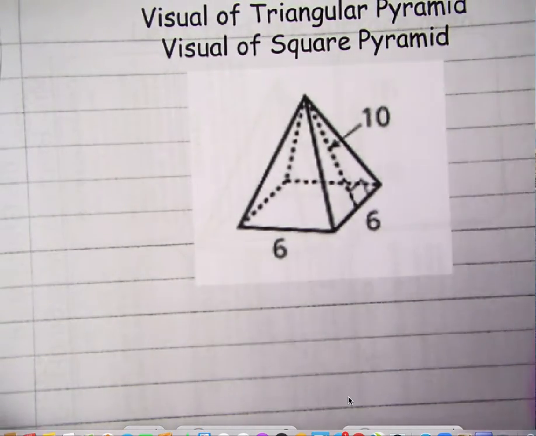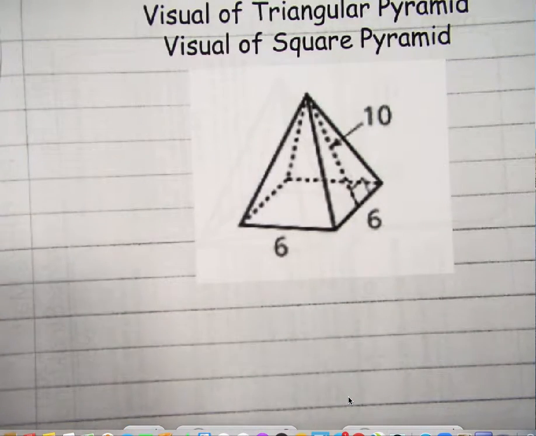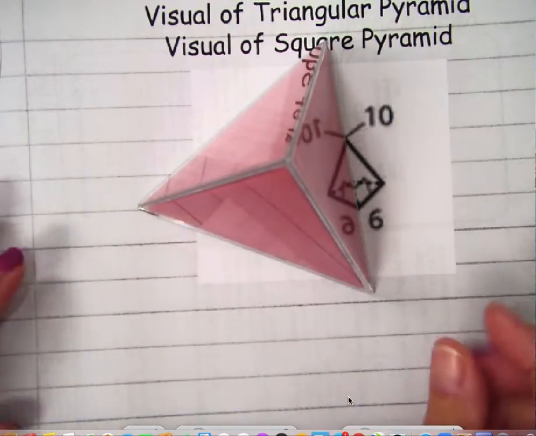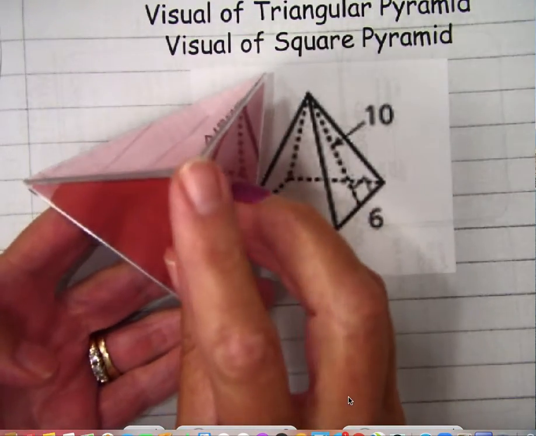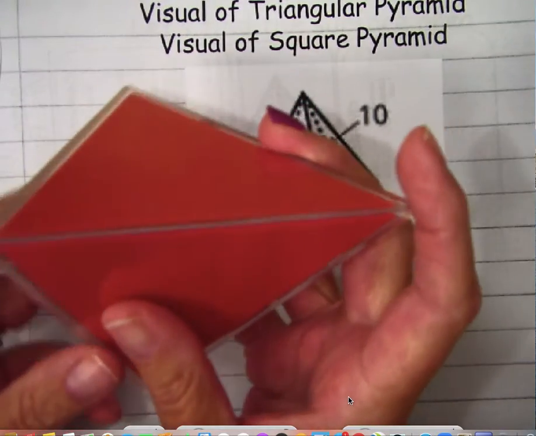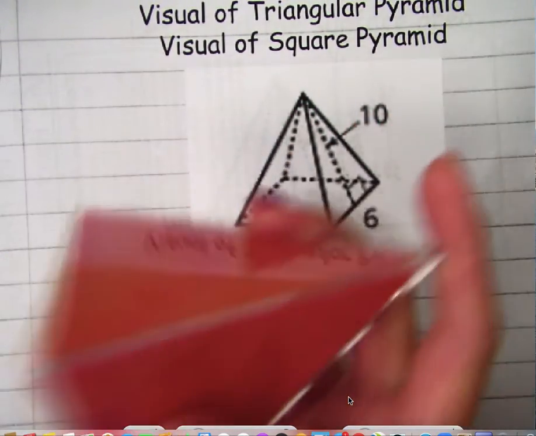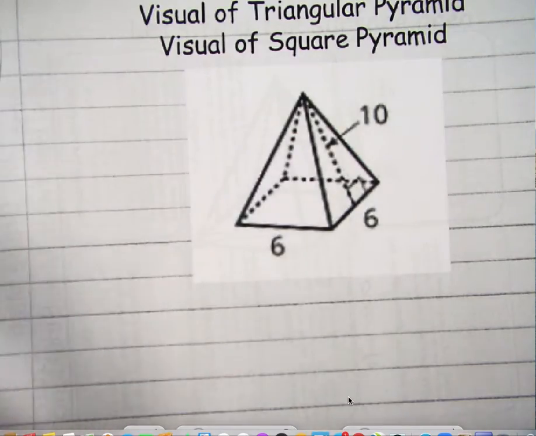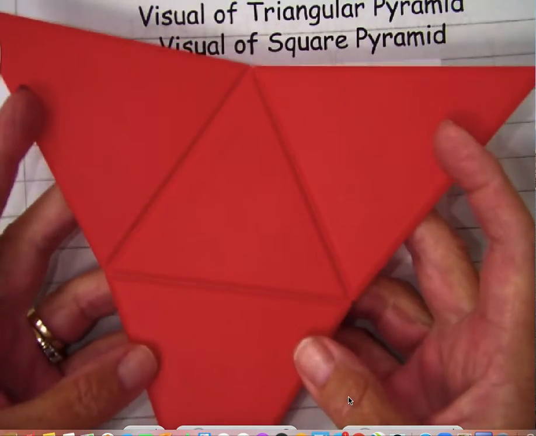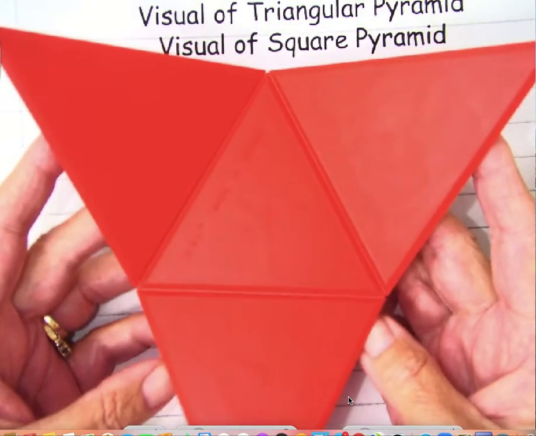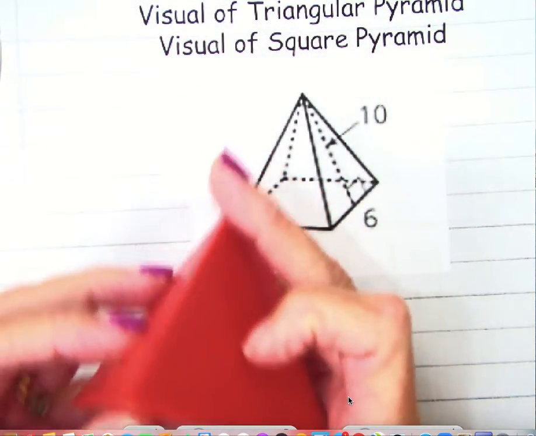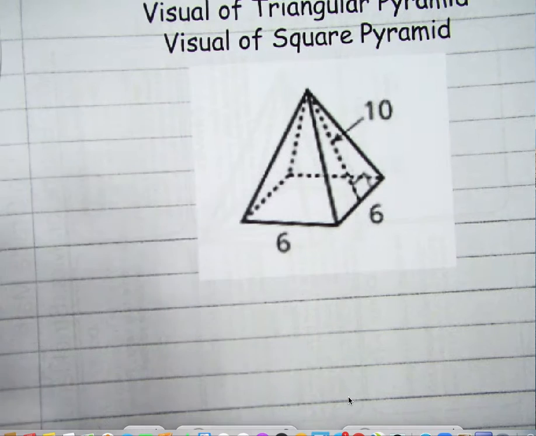Yesterday we talked about triangular pyramids, and I didn't give you a visual of one. There is a triangular pyramid. This up here is the vertex. And if I take this out of the sleeve, of course it opens up and you have four triangles. We got into that a little bit yesterday.